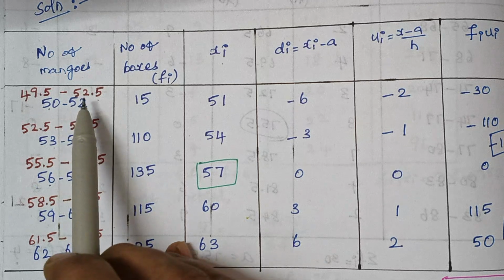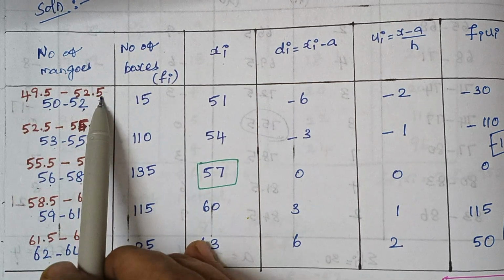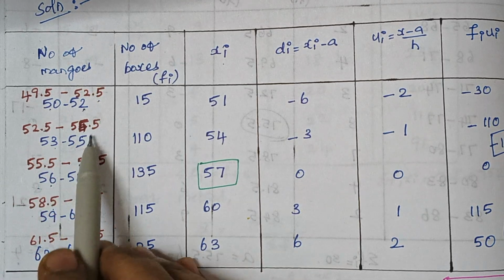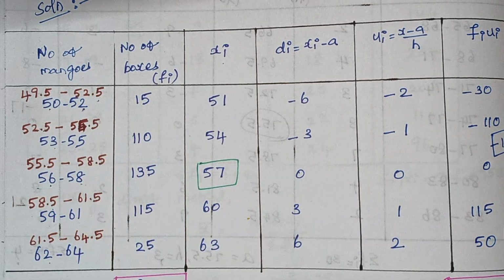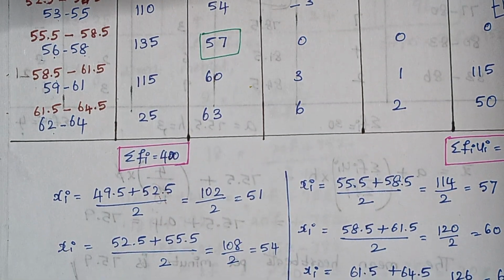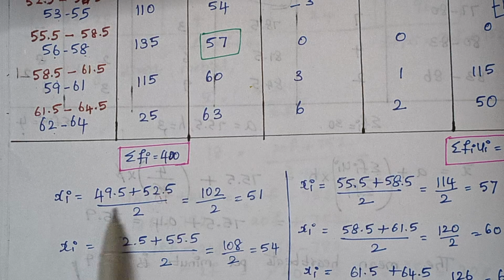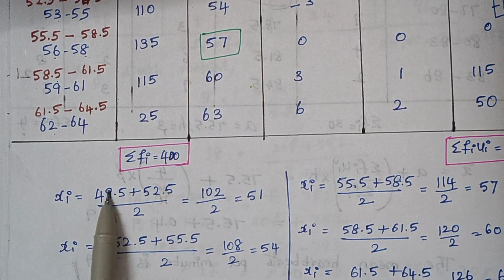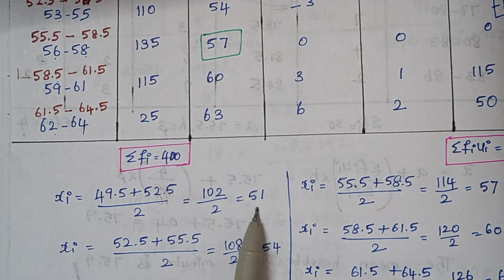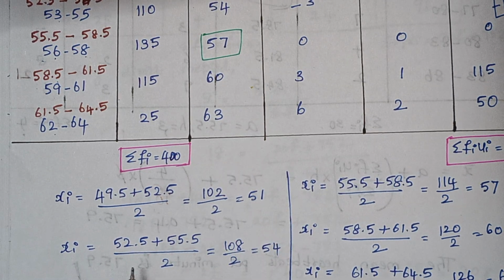Now you have to consider only these things, right? That is 49.5 to 52.5, 52.5 to 55.5 likewise. So while finding the average, what we are going to do, you see here I have done it. I have added those two numbers and I am dividing by 2 because I have two numbers at the top, therefore divided by 2. So here the answer is 51. Similarly, when you consider the next term, here it is 52.5 plus 55.5 by 2.